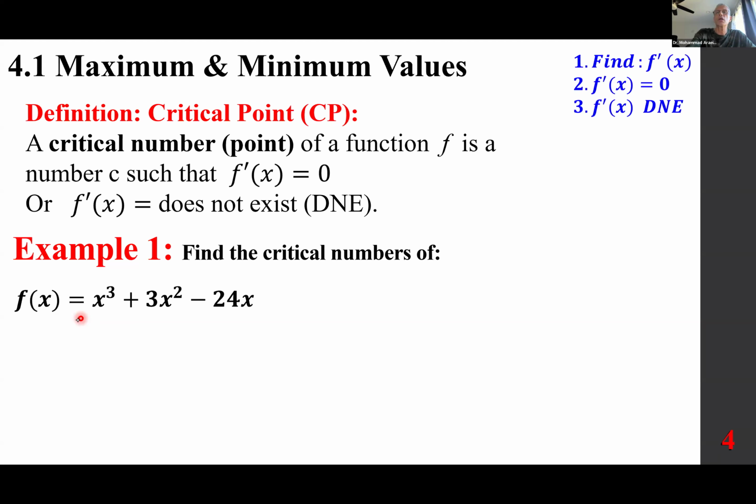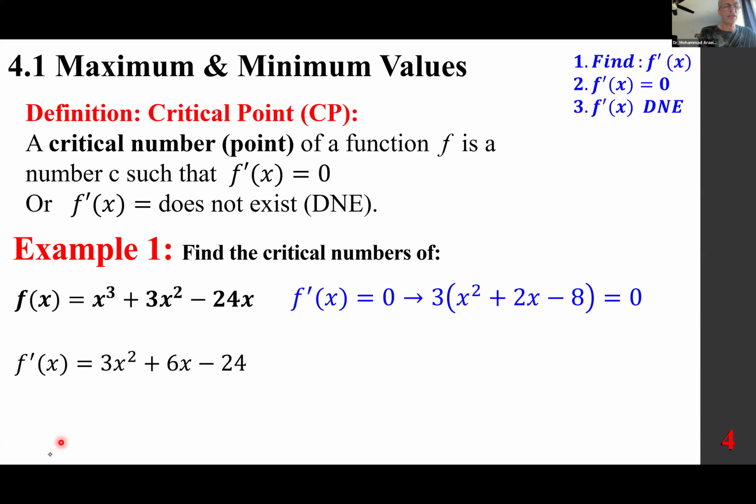So here's the process. Number one, find f prime of x. So differentiate, we get 3x squared plus 6x minus 24. Number two, set it equal to 0 and solve. So when we set it equal to 0, we have to factor. We notice we can take the 3 out. We get x squared plus 2x minus 8.